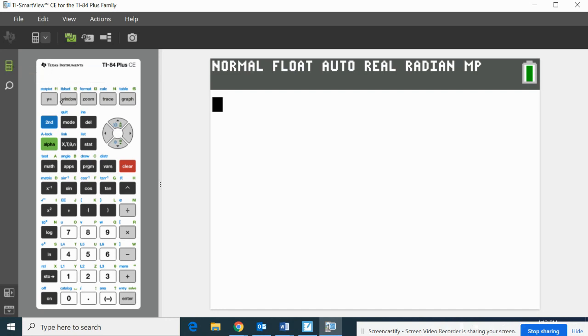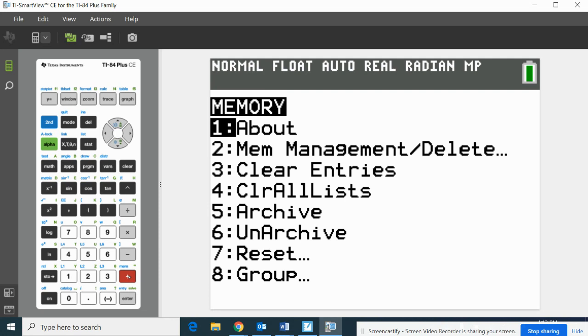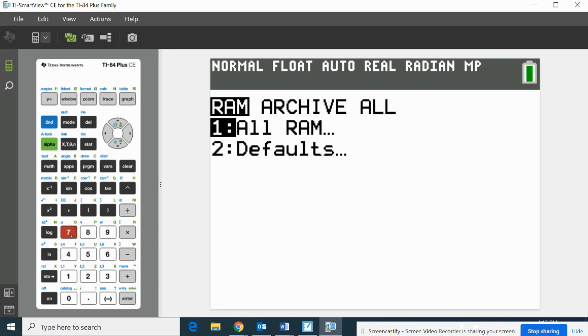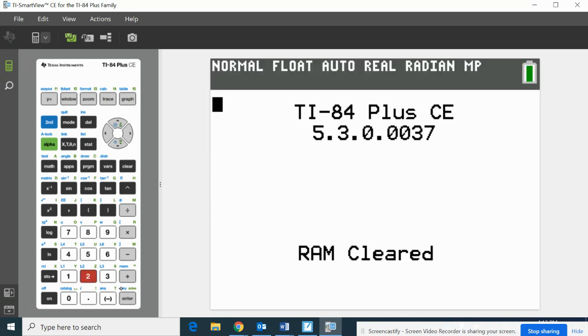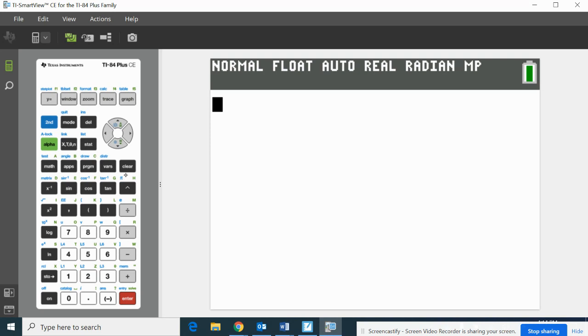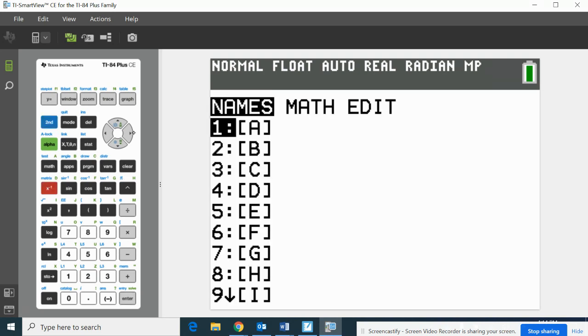And now I want second plus sign. The last time I used my calculator, I had some other stuff in here, so I want a number 7, clear it all out, reset all my RAM, number 2, enter. All right, so now I can go second matrix, and it's all cleared out.